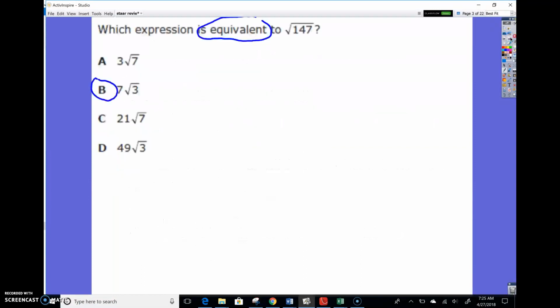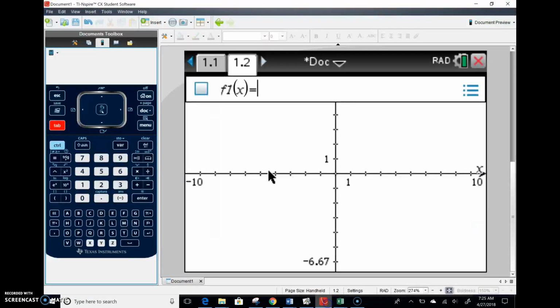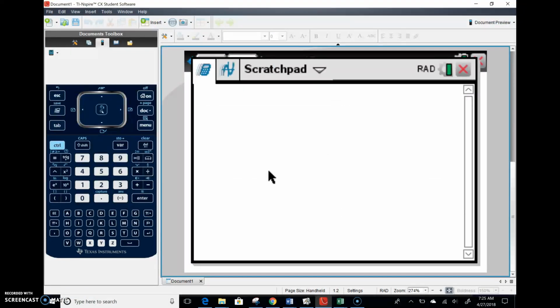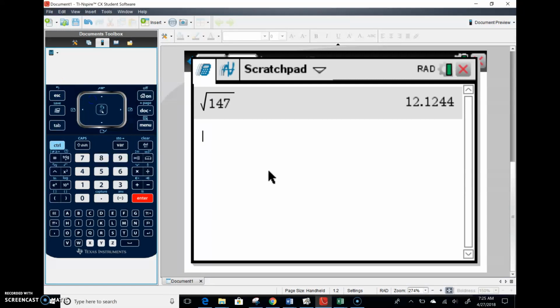Alright, let's go to the first problem. Oops, I gave you the answer, but here, let me show you how to do this. First, you type this into the calculator, because this is which expression is equivalent. You see that word equivalent? That's what they're going to use. You're going to be in graph mode. So you put the square root of 147, enter. Then you go through your answer choices.